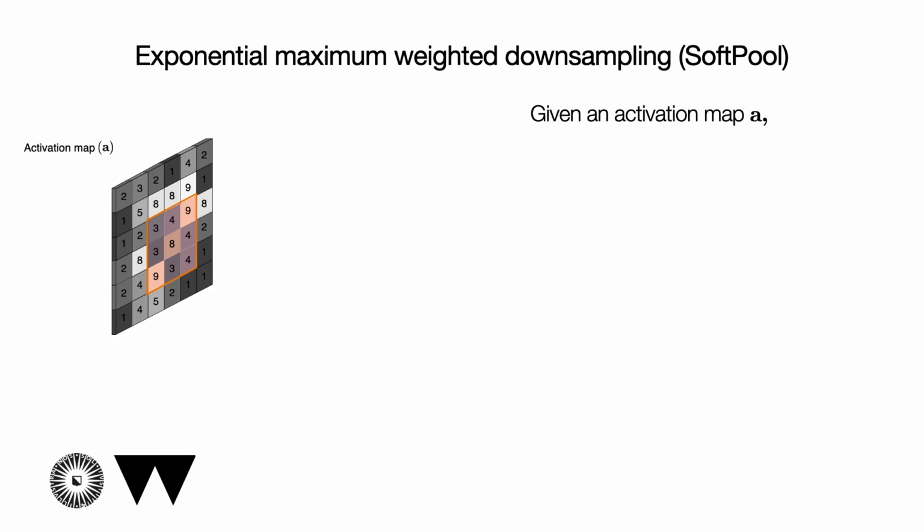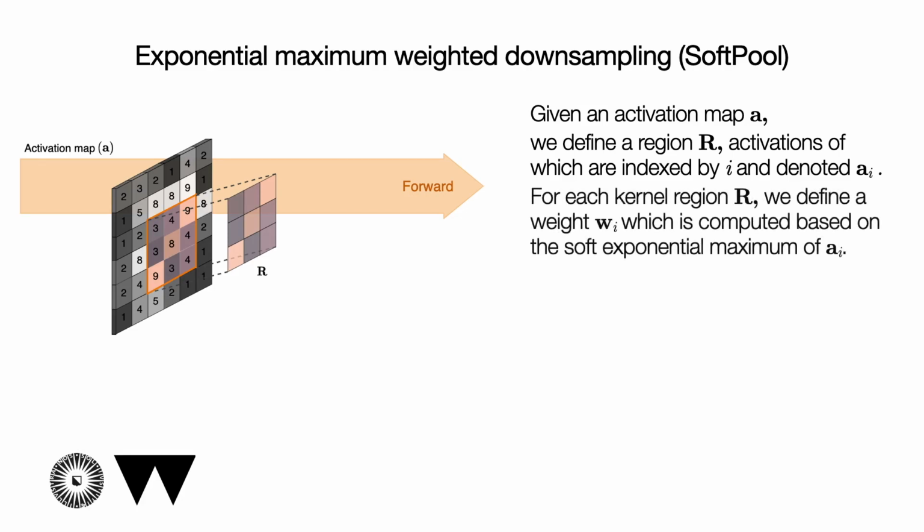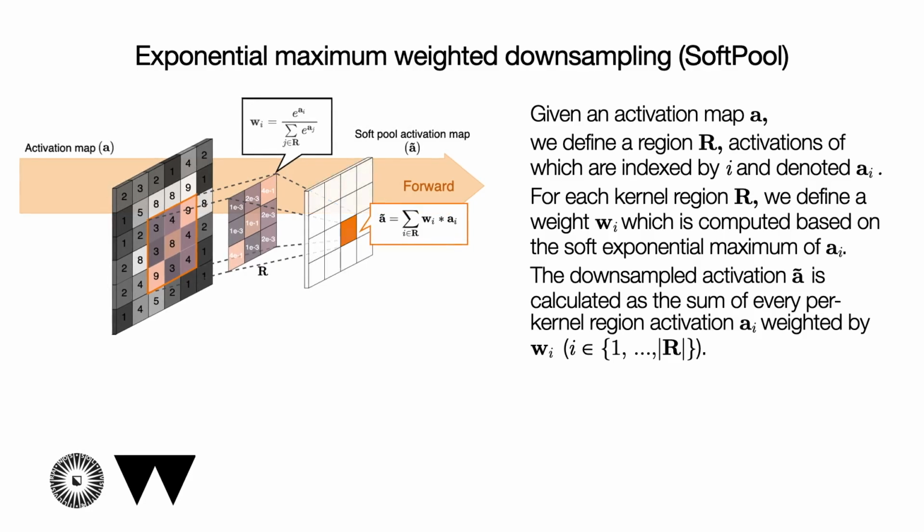Given activation map A, we define a region R of activations, which we index by i, and for each kernel region R, we can define a weight which is computed based on the exponent of its activation divided by the regional sum, therefore creating the softmax within the kernel region. The downsampled activations are calculated through the sum of every per-kernel region activation multiplied by their respective weights.